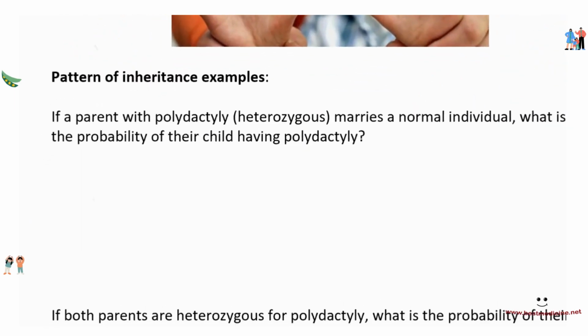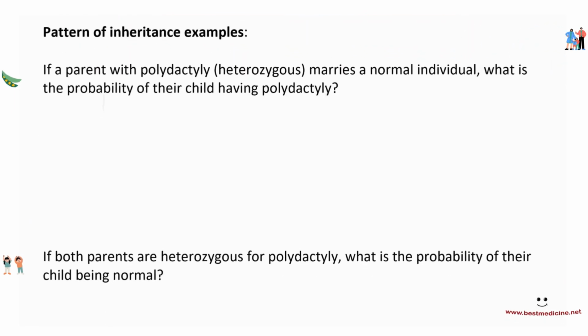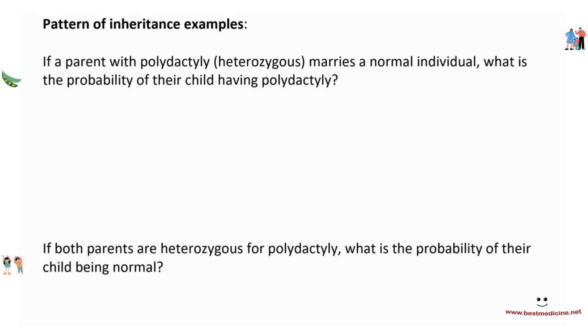So here, a parent with polydactyly, heterozygous, marries a normal individual. What is the probability of their child having polydactyly? Well, whenever you see a question like this, the first thing you want to do is write down the genotypes of the parents, and then do the Punnett square.